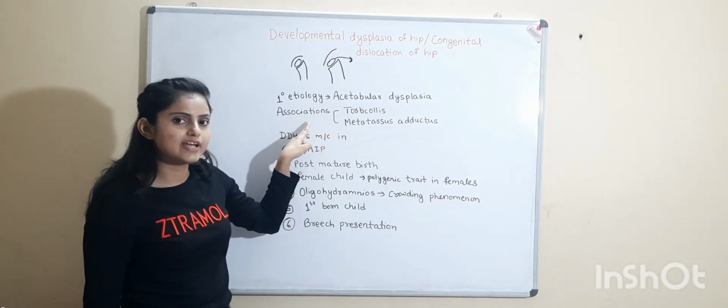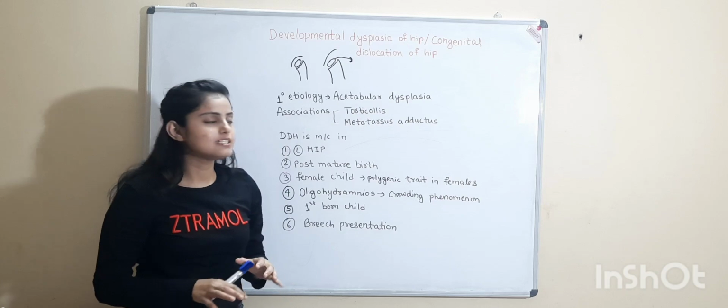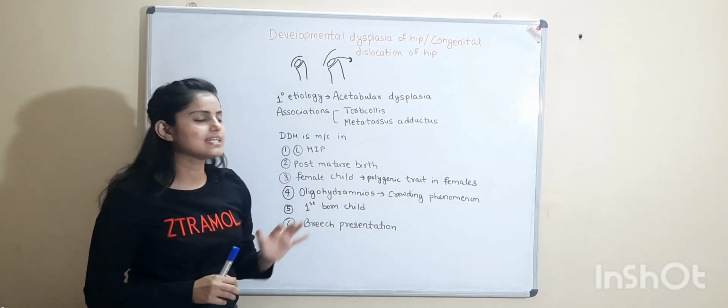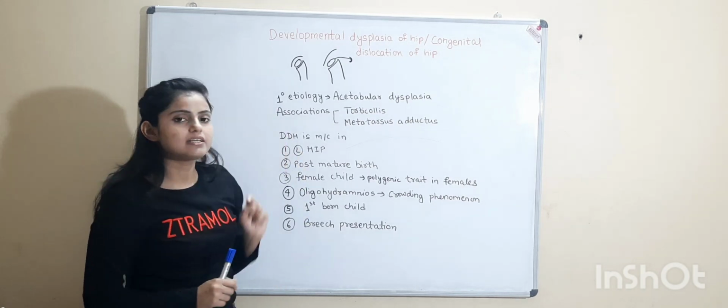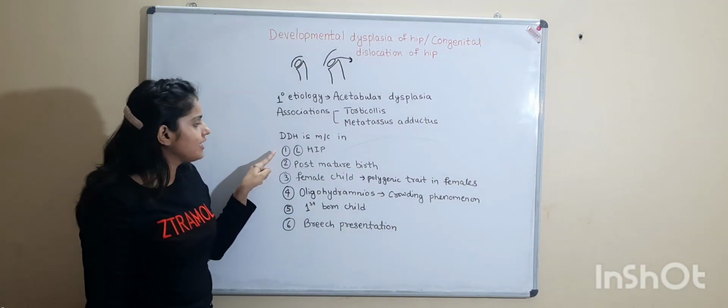What is the importance of association? If the child is born with torticollis, it is visible to the naked eye, so we can screen the child for developmental dysplasia of the hip. And DDH is more common in the left hip.